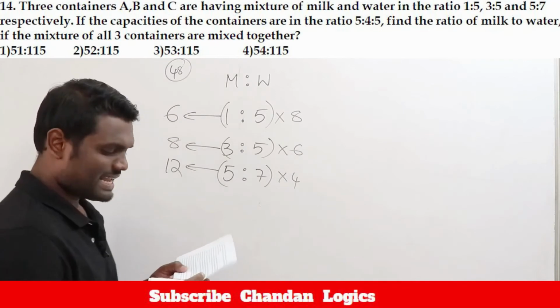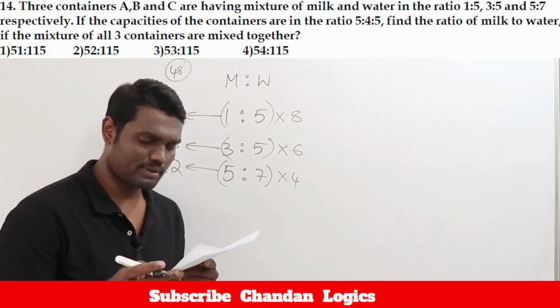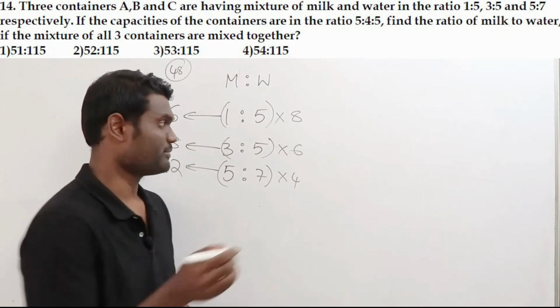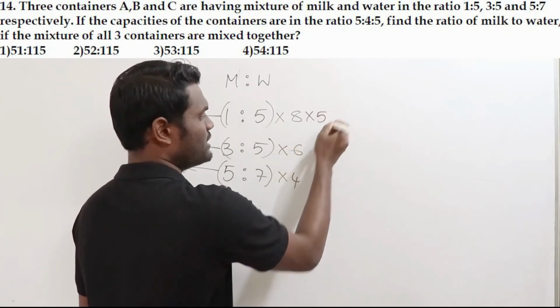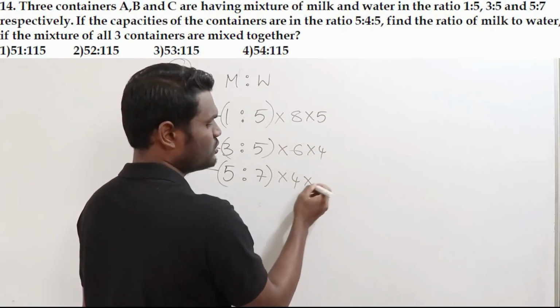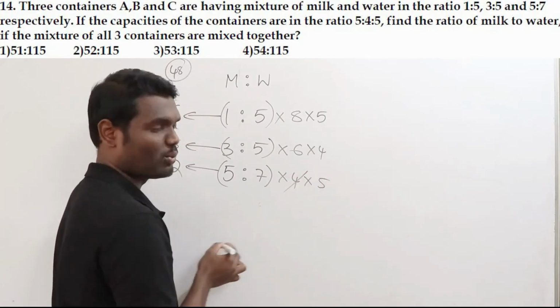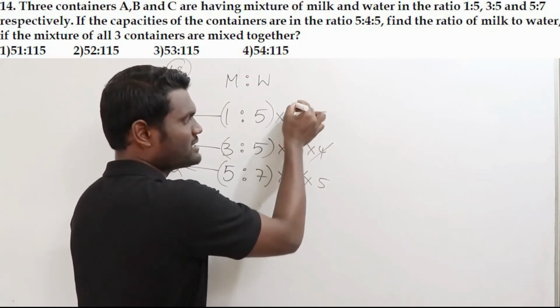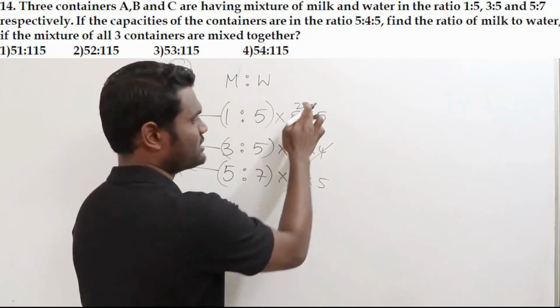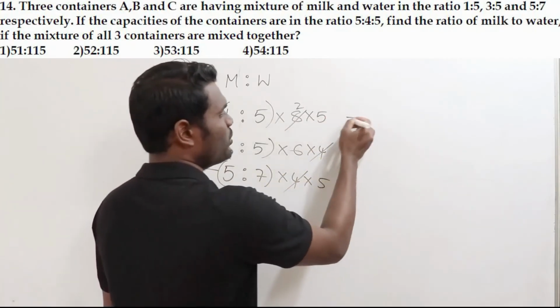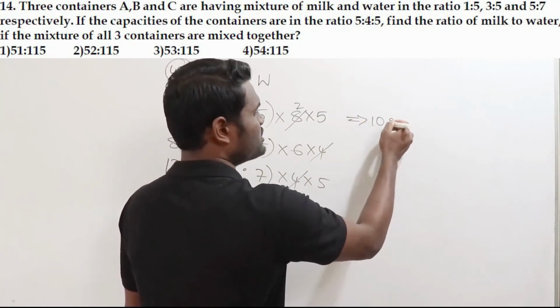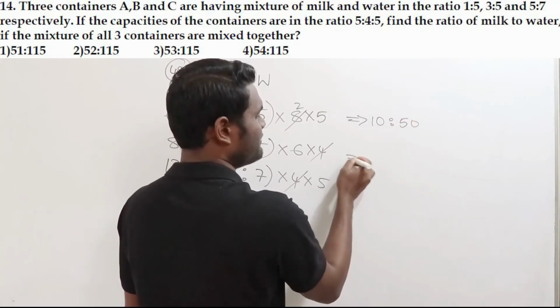So now the question is saying the ratio of them was nothing but 5:4:5. Now what happened? 4 cancels here one time, 4 cancels here one time, 4 cancels here 2 times. Now you can do the calculation. 2 into 5, 10. 10 into 1, this will be 10. 10 into 5, this will be 50.